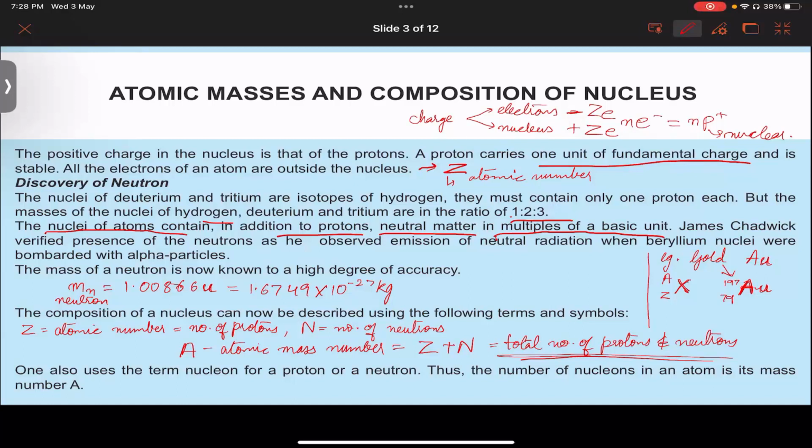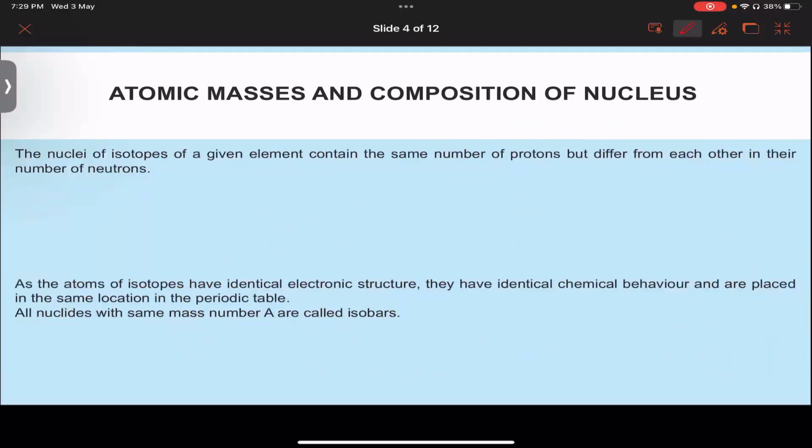The total number of protons and neutrons are also called nucleons. Nucleons are the elementary particles that are there in the nucleus. So 197 is the number of nucleons, and 79 is the number of protons. If you subtract 79 from 197, you get your number of neutrons. So this is how we can find it, and we can explain the composition of isotopes of elements.